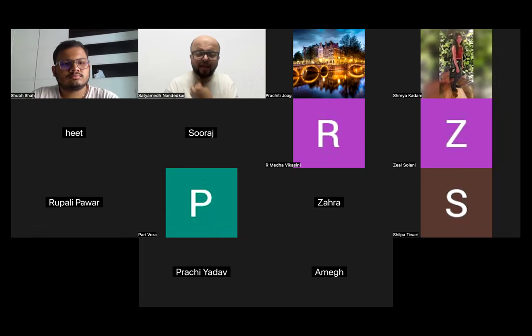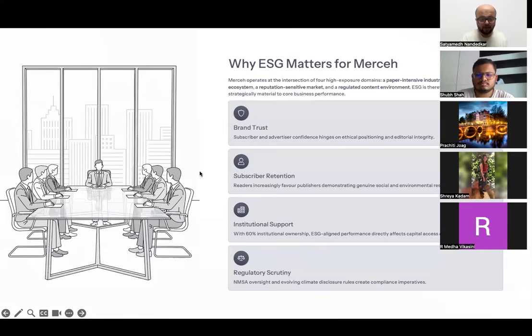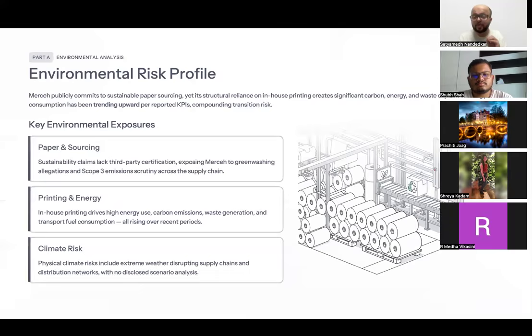Now एक ESG perspective से if we set down कि what is the company doing on the ESG front, let's have a quick analysis of that also, because the company has said that it really matters for the company to stay on top of that. Right now, for building brand trust, for subscriber retention, for institutional support, and from a regulatory scrutiny perspective, I think it is necessary that the company continues to operate in a manner which is strategically more inclined, more focused on fulfilling the environmental, social, and governance aspects of your business.